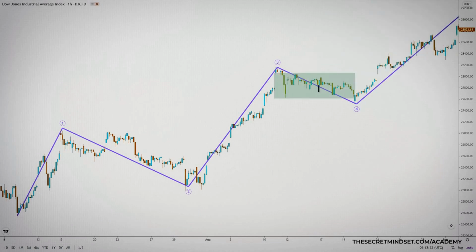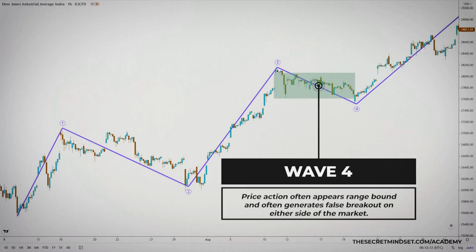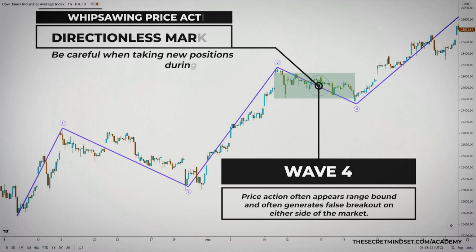The price action often appears range-bound, with price moving back and forth without any clear direction. Wave 4 brings with it whipsawing price action that often creates false breakouts on either side of the market. You need to be very careful when taking new positions during wave 4, as you are more likely to lose money during these directionless market conditions.